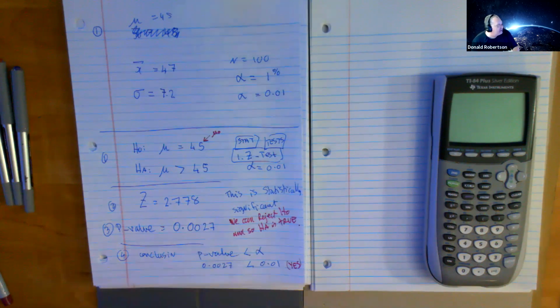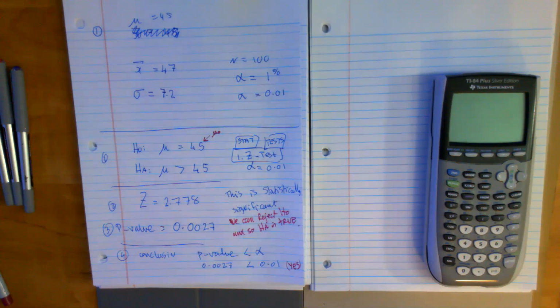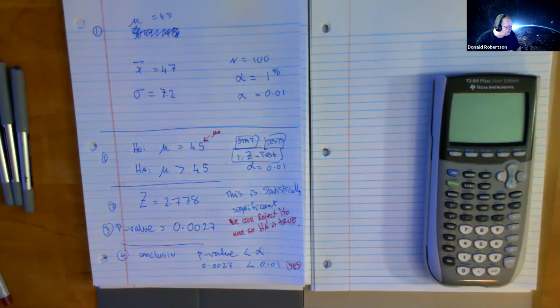Couldn't I have had alpha at 10%? And if I said it's statistically significant at the 10% level, right? It would have been true.